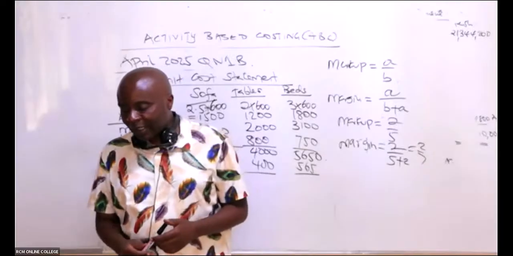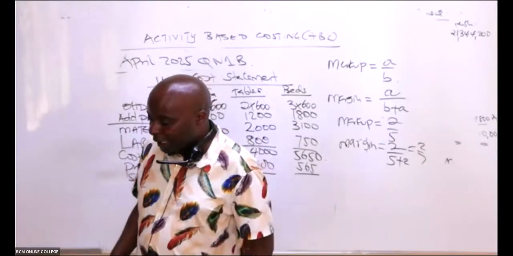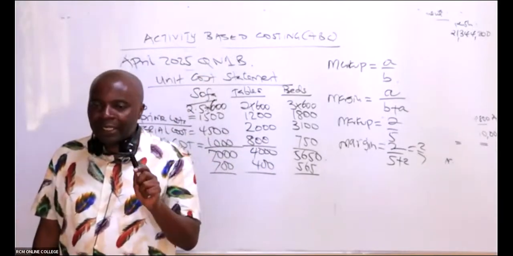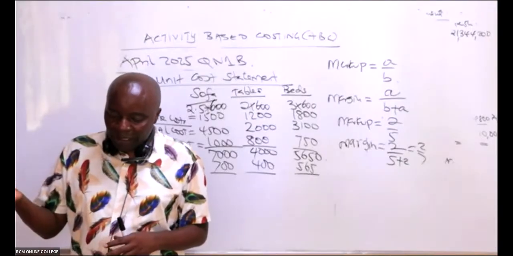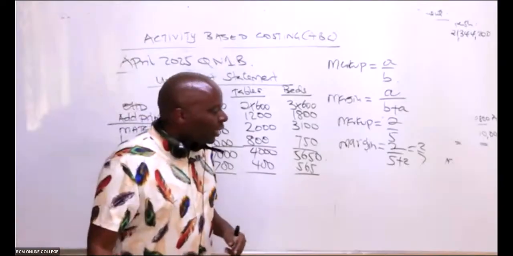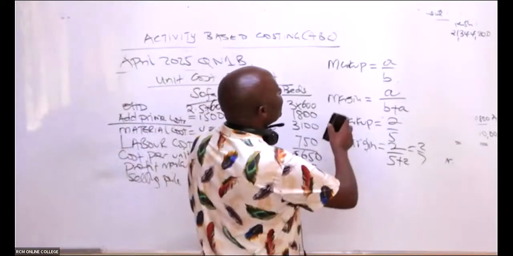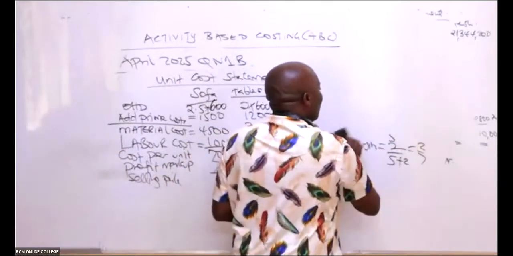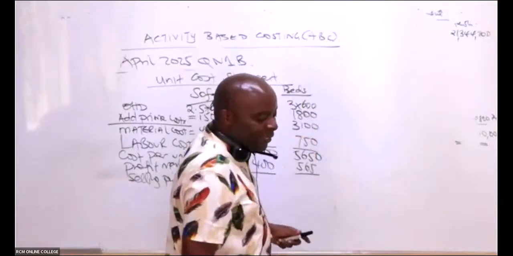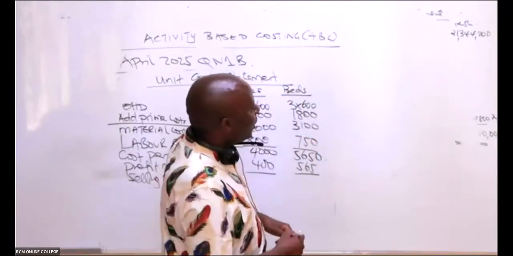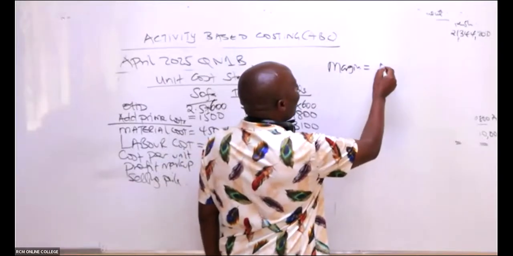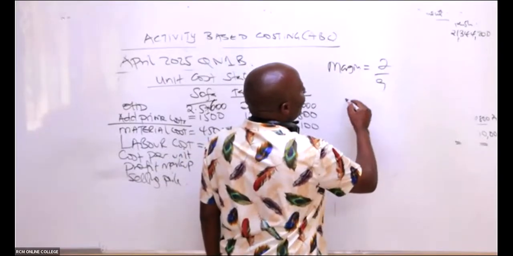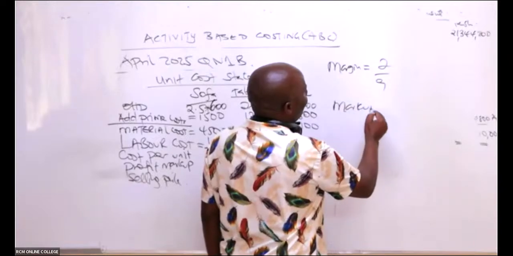Please give me some feedback, whether you are able to follow. Tell me whether now you have known how to convert markup to margin. And then I'll teach you how to convert margin to markup. Thank you so much. What if some ninja came and gave you margin as 2 over 9? What do you think in this case will be the markup?